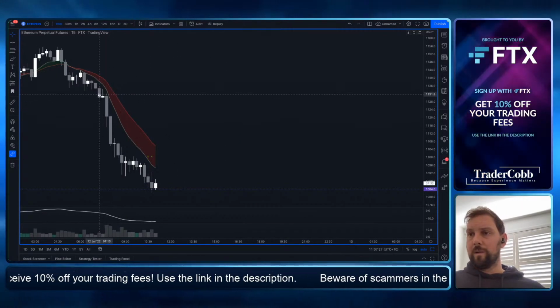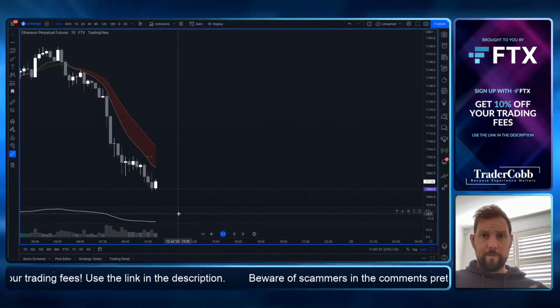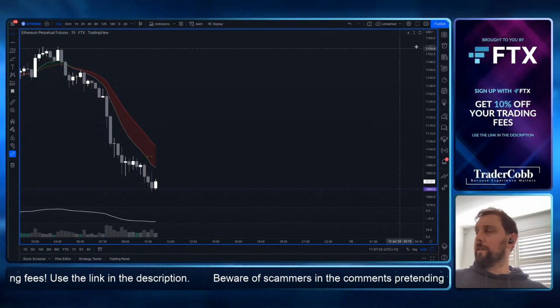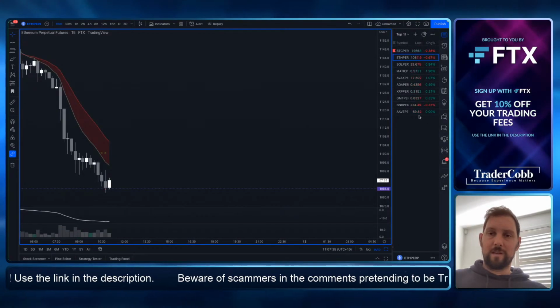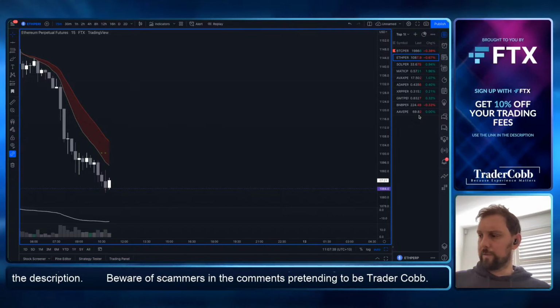So again, a bit of a level coming up there. I want to see how price interacts with that level. When I do my scan of the 15, I'll show you guys at the end of the scan how I can just quickly, boom, boom, boom, go through it.